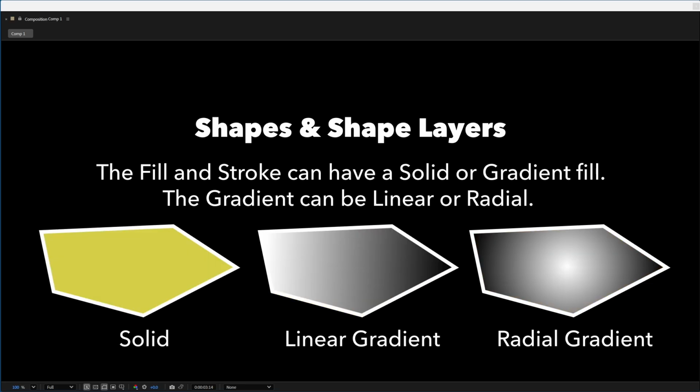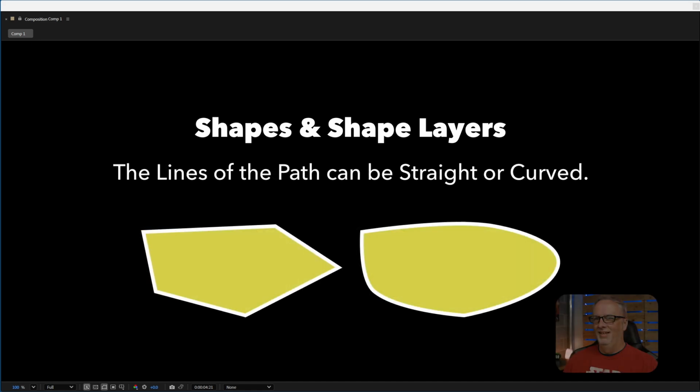You can have a variation of the fill and the stroke, but in this example, you'll see that there's a solid fill, there's a linear gradient, and then also a radial gradient. Those can also be applied to the stroke. The lines of the path can be straight or curved. You see in this example, a few of the corners, the vertex or the points on the second image has been converted to curved, and that would be called Bezier, and those lines can be curved using handles.